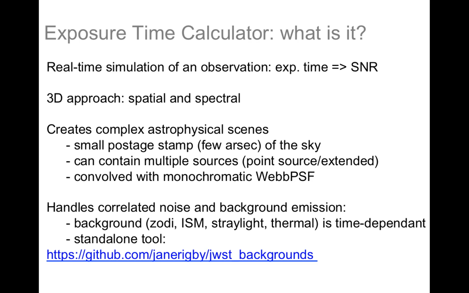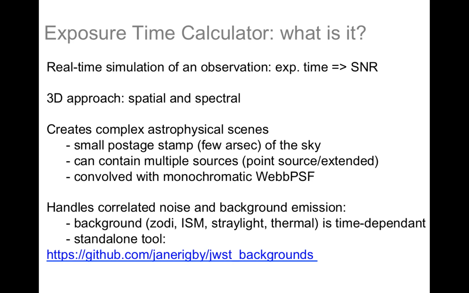So the ETC is based on a 3D approach, both the spatial and the spectral dimension, so it can be used to simulate the imaging and the spectroscopic capabilities on James Webb. With the ETC, you will be able to create very complex astrophysical scenes. These scenes are designed as small postage stamps of the sky, a few arcseconds in diameter. The small dimension is only there to save some computing time, otherwise it would be too heavy.